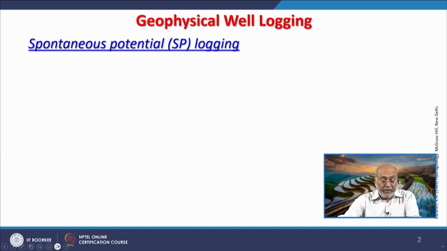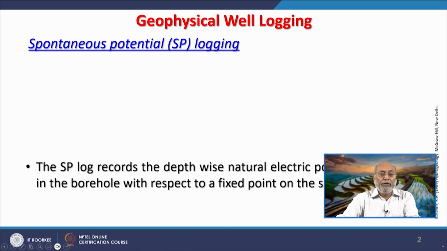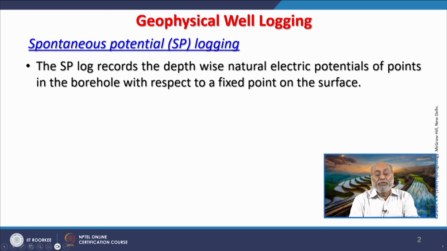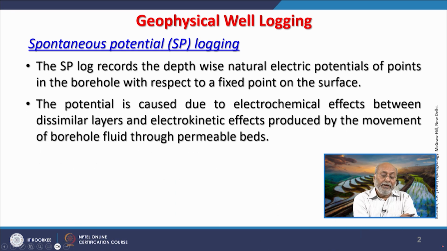So, here we will be discussing spontaneous potential, very popularly known as SP logging. The SP log records the depth-wise natural electric potential of points with respect to a fixed point on the surface. You have seen earlier that a point is chosen and then SP curves are obtained, and they give you information about the different types of formation present in a well log.